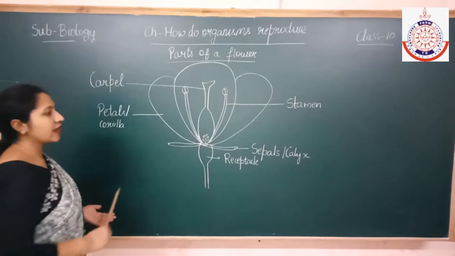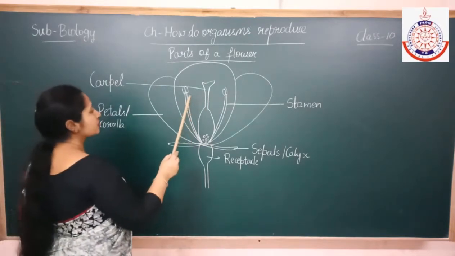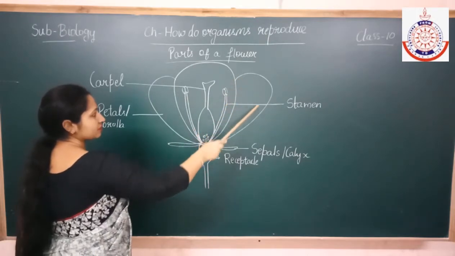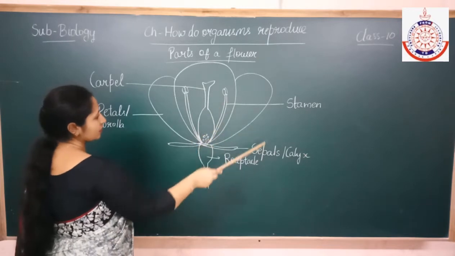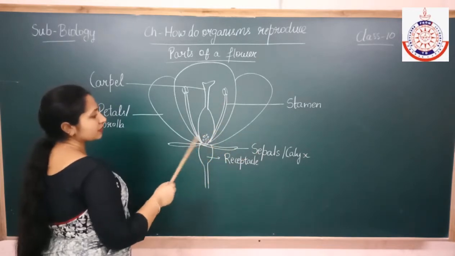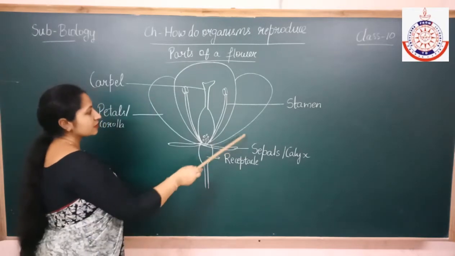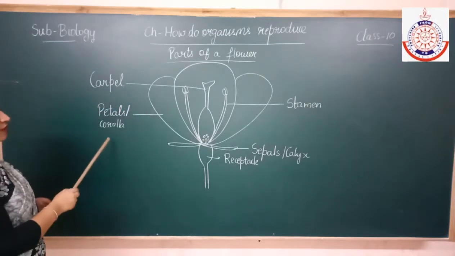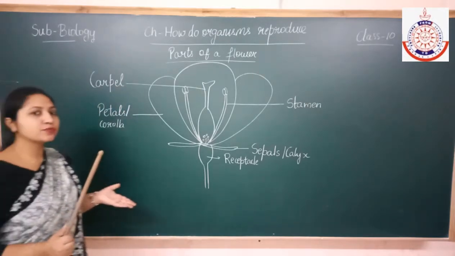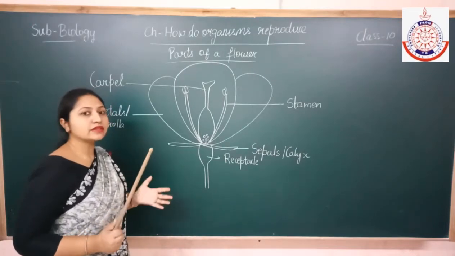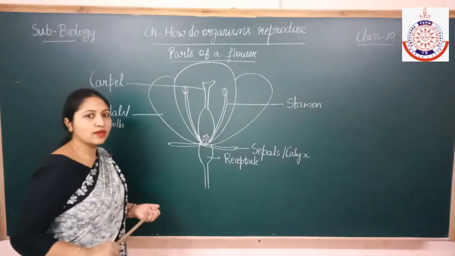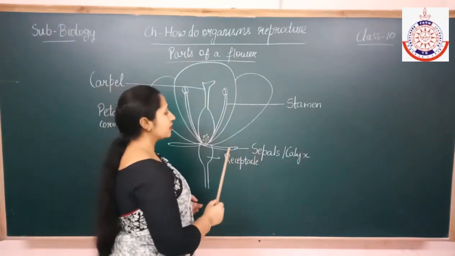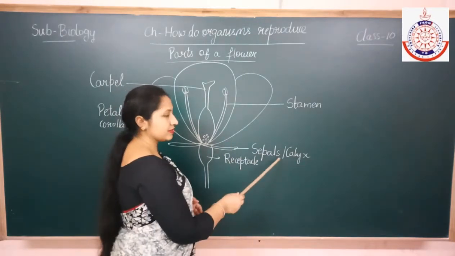So let's discuss the main parts of a flower. Here you can see a diagram of the flower, and it consists of petals, and these are the sepals. Sepals are green in color and petals are colorful. Petals are also known as corolla; all the petals together are known as corolla. And sepals, which are green in color, are known as calyx.